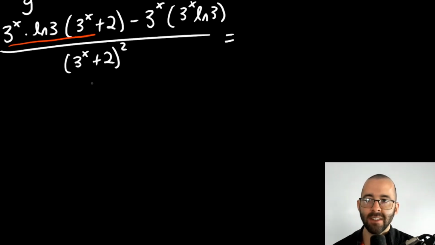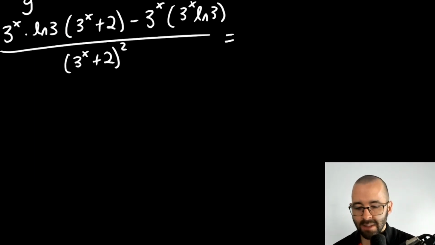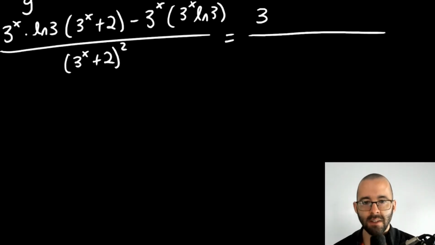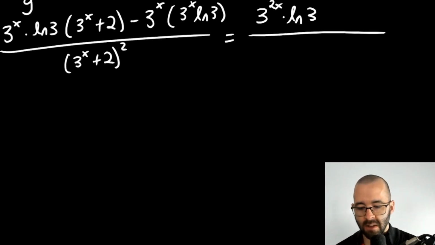Multiply this together. 3 to the x times 3 to the x. You're multiplying two exponentials with the same base, you just add the exponents. What's x times x? Sorry, what's x plus x? 2x. We still have the natural log of 3. So that's this part of the distributing. Now we need this part of the distributing.